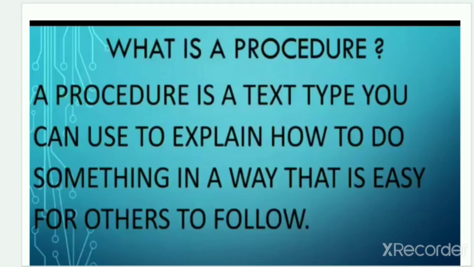A procedure is a text type. It is a written form, just simple text. It means it's just a written form, whether you write on a computer or in a notebook. It is a text type used to explain how to do something in a way that is easy for others to follow. It is helpful for other people who will go through it, and easy for them to follow.